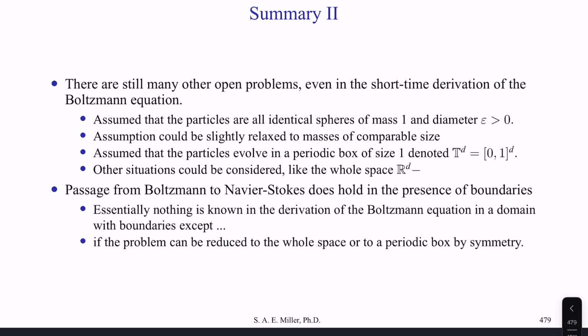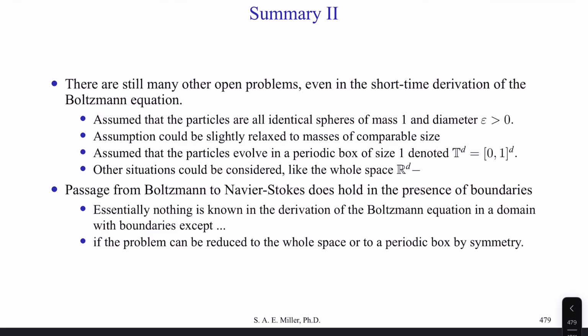There are many other open problems that are available for attack from young and excited people, or maybe old and wise, and that's the short-time derivation of the Boltzmann equation, which, as you might recall, is an assumption that the particles are identical spheres of mass 1 with very small diameter, and it could be relaxed a little bit more to masses of comparable size, and that the particles could evolve in a periodic box of size 1, denoted by the script T^d of dimension d, and even other situations where you could use the whole or infinite space.